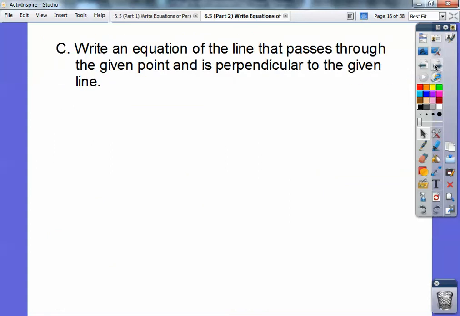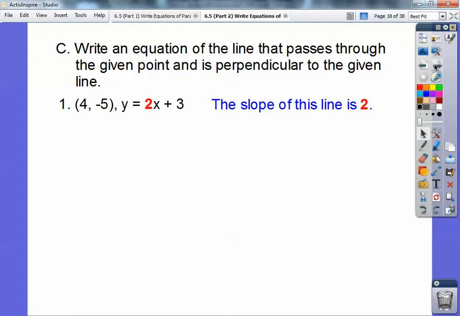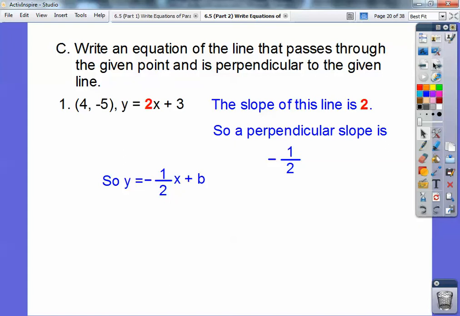Okay, so write an equation of the line that passes through the given point and is perpendicular to the given line. Here we have y equals 2x plus 3. So the slope of this line is 2. A perpendicular slope is going to be, we flip 2, which is 2 over 1, and then change the sign. If this one's positive, then this one has to be negative. So they are opposite reciprocals of each other. I'm looking for this slope, negative 1/2. So y equals negative 1/2 x plus b. That's my goal.